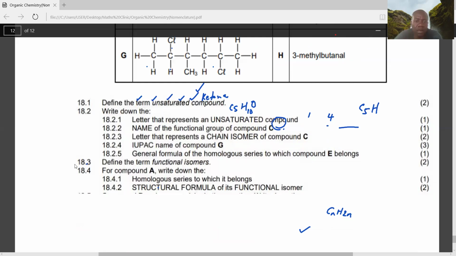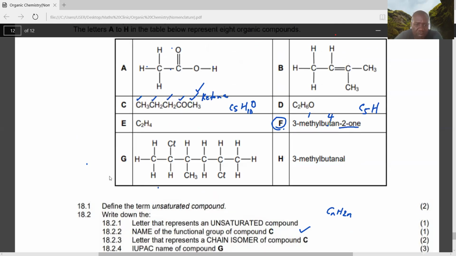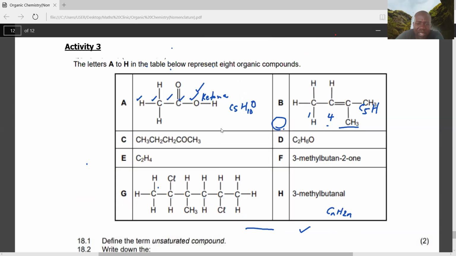Okay, then compound A. What is compound A? Compound A is a carboxylic acid. Write down the homologous series to which it belongs: it's a carboxylic acid. Draw the structural formula of a structural isomer. Very important, structural isomer of compound A. You are not drawing the structural formula of compound A. You're actually drawing the structural isomer of compound A.